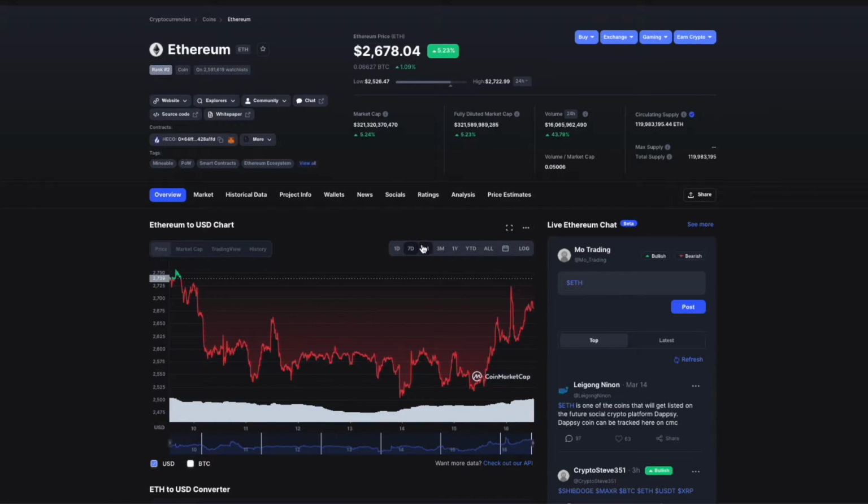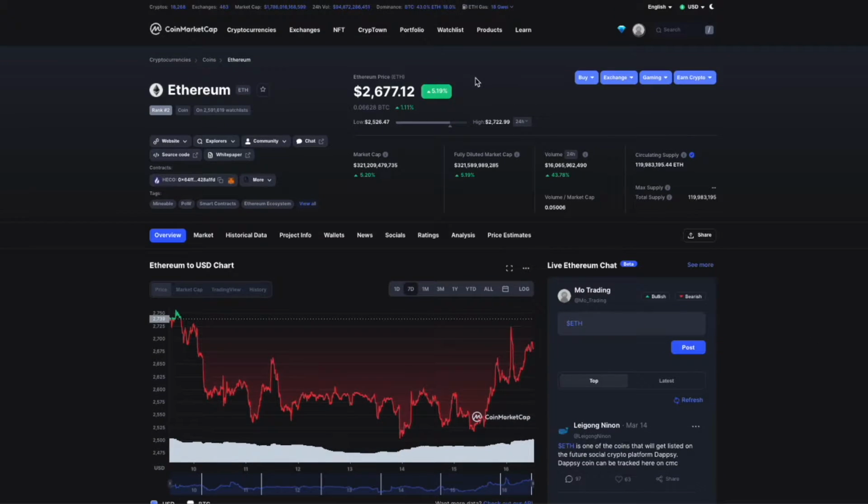If you check on the weekly here, you can see that price was pretty much bearish on the daily. In fact, the weekly high was 2.756, and we did reach the weekly low of 2.5 essentially, which is really low for Ethereum.